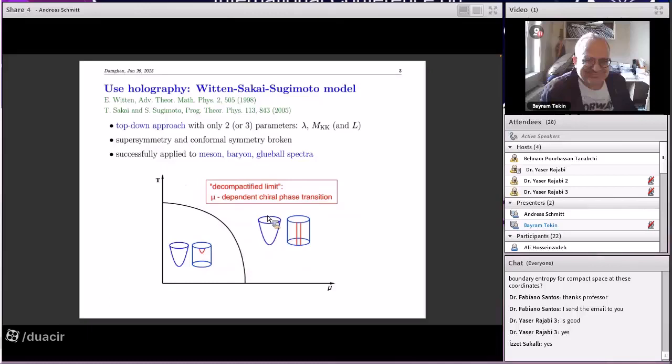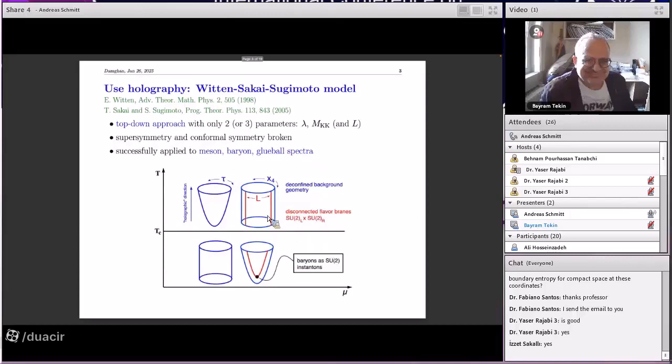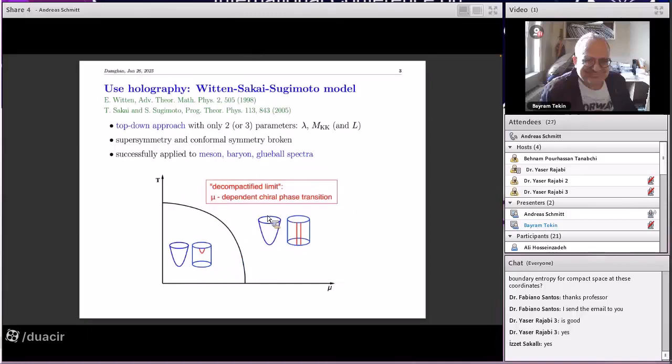But before, let me also briefly mention how I get more realistic phase diagrams. I can play around with this parameter L, namely the distance between these flavor branes shown in red. And in that case, basically, if you bring them closer and closer together, there's a new phase coming up, namely the deconfined geometry, but with a broken chiral symmetry in the top left corner of this phase diagram now. And now I can get a chiral phase transition which depends on the chemical potential.